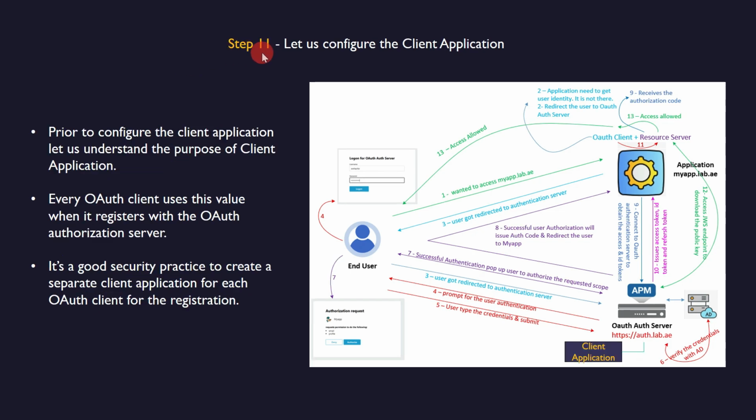In step 11, let us configure the client application. Prior to configuring the client application, let us understand its purpose. Every OAuth client uses these client application configured values when it registers with the OAuth Authorization Server. So it is good security practice to create a separate client application for each OAuth client for the registration. Alright, let us go and create the client application and see what values it generates.